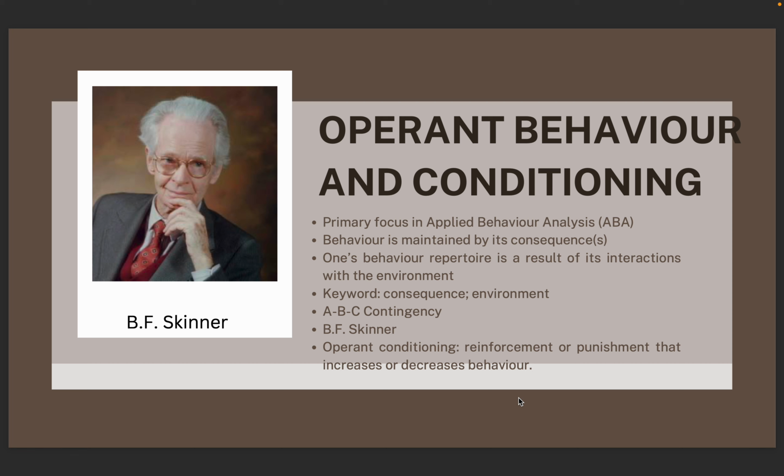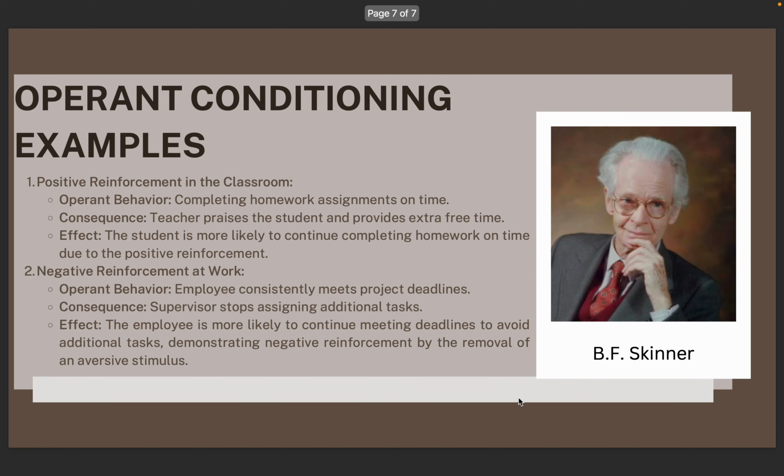So anytime we're looking at operant behavior, we are looking at that ABC, the antecedent, the behavior, and the consequence. In this one, we look at the consequence because our consequence in that environment is what's going to start shaping our behavior. And in operant conditioning, we look at reinforcement and punishment that either increases or decreases behavior.